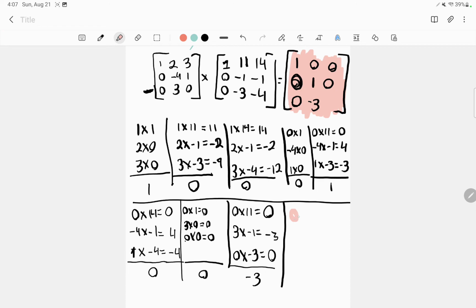Now I'm going to start with 0. It's going to be 0 times 14. It's going to be 3 times -1. And it's going to be 0 times -4. So 0, -3, and 0. So my answer on the last one is also going to be -3. And that's it. That's all you had to do for this one.